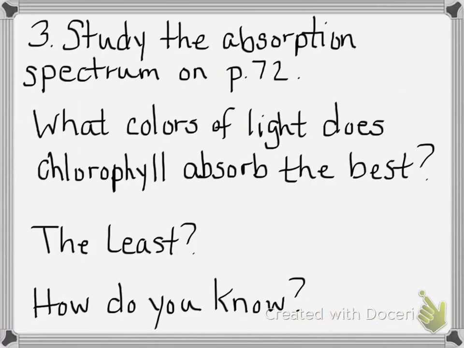Okay, now we're going to go to page 72. And there was a graph there. Study the absorption spectrum on page 72. What color or colors of light does chlorophyll absorb the best? Now let's just look at chlorophyll A because that one's the most abundant and of course most essential pigment of a plant. Chlorophyll A. What color or colors of light does chlorophyll absorb the best? Violet. Anything else? Yeah, orange looks really good. Red, it's pretty good. Orange is really good.